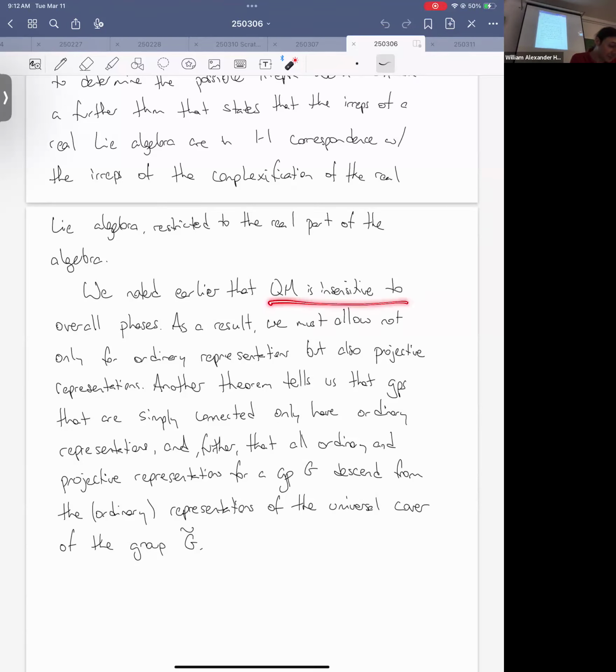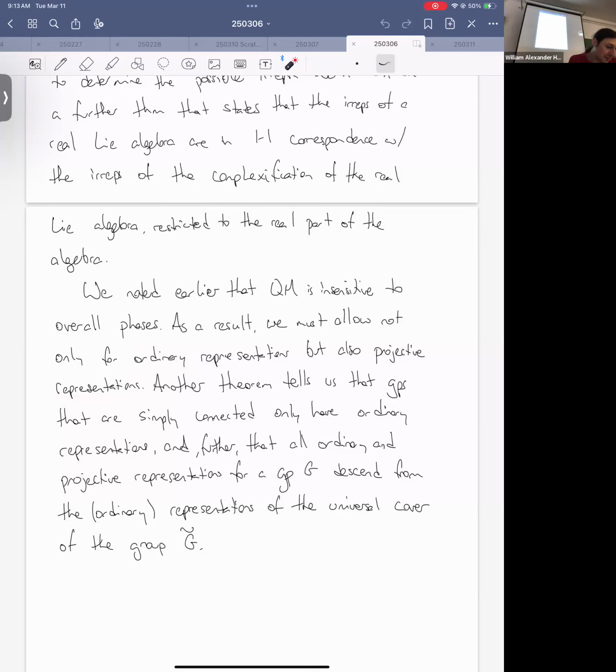We talked about how quantum mechanics is insensitive to phases. And so we have to broaden our allowed representations from beyond just ordinary representations, which are group homomorphisms, to representations up to a phase. We have to allow for projective representations.